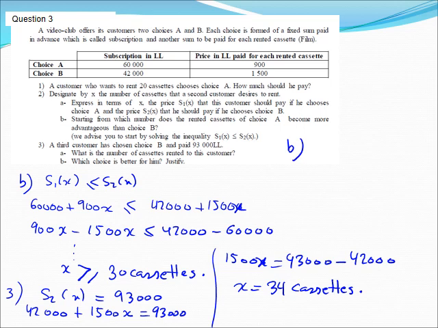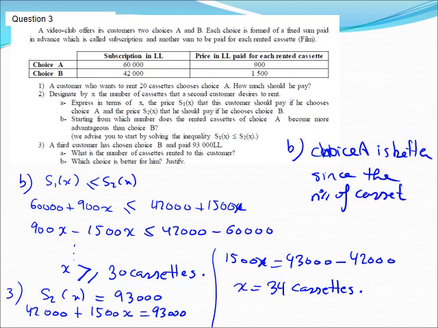Part B. Which choice is better for him? Justify your answer. Choice A is better since the number of cassettes is greater than 30.